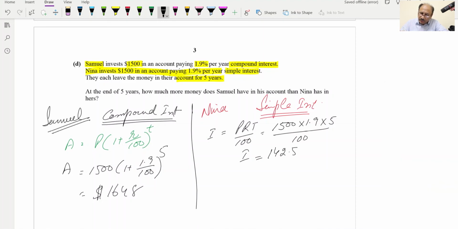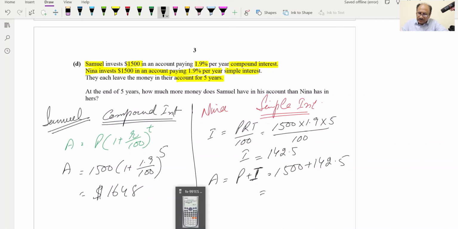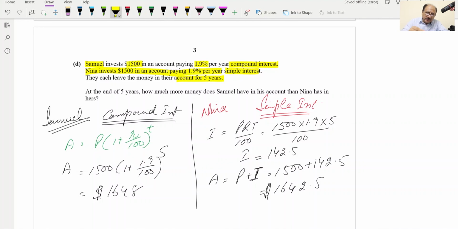$142.5. This is interest, so amount will be equal to principal amount plus interest. So this will be equal to 1500 plus 142.5, and this will be equal to 1642.5 dollars. And now they are asking at the end of 5 years how much more money does Samuel have in his account than Nina has in hers.